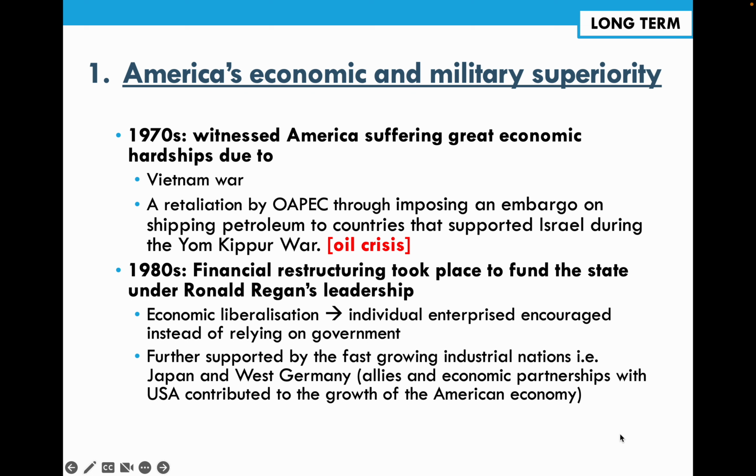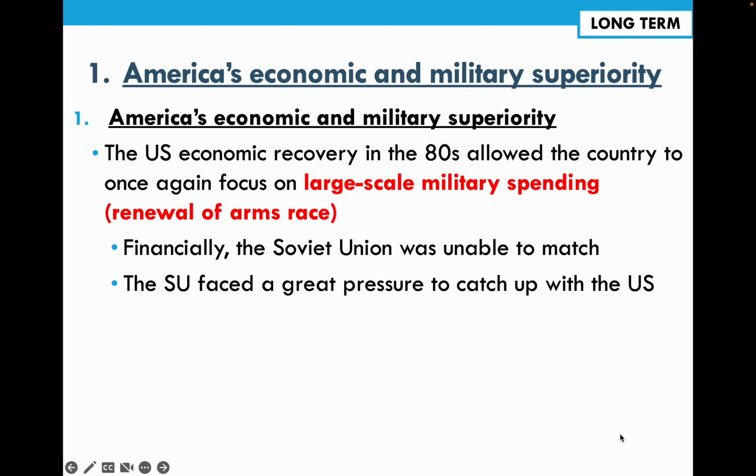In addition, the economies of West Germany and Japan, the allies of the USA, had been growing after the success of the Marshall Plan. Their economic partnerships with the USA also contributed to the growth of the American economy during the 1980s. Now that there was a US economic recovery in the 1980s, this allowed a renewal of the arms race, which financially the Soviet Union was unable to match.